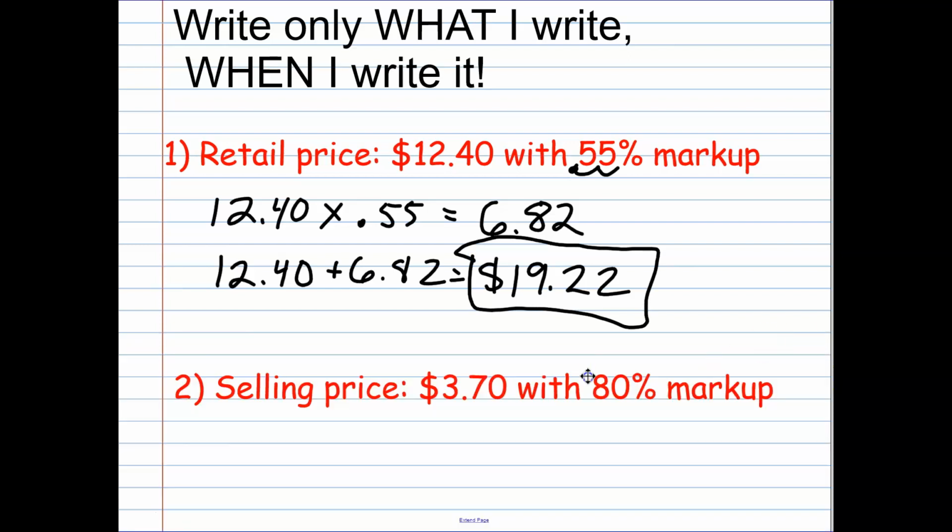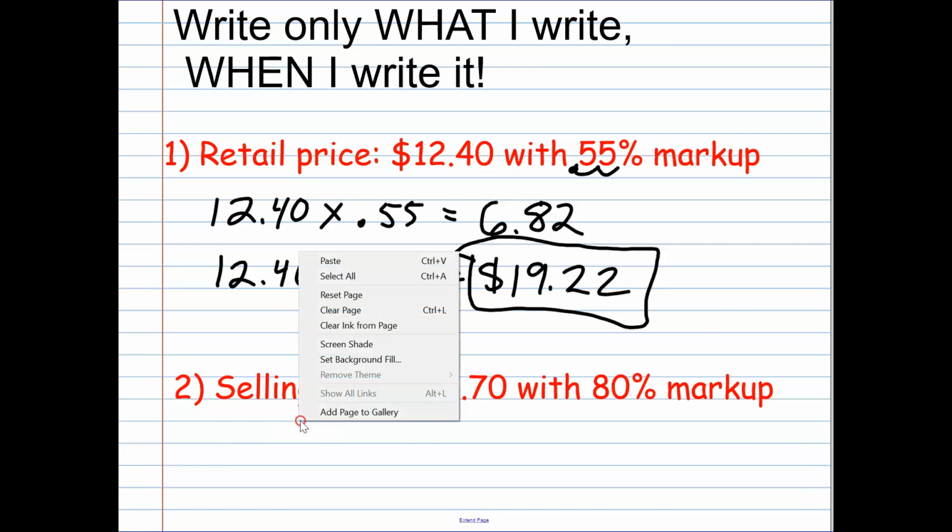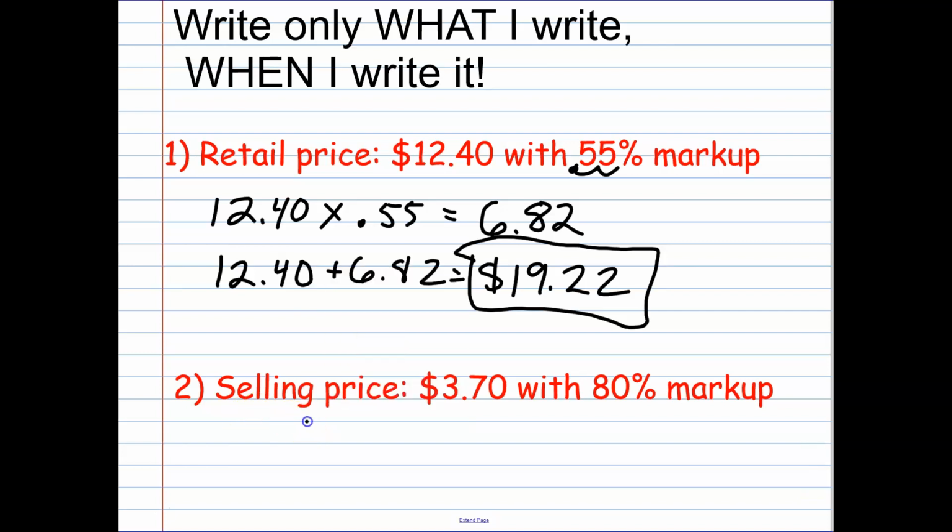All right, next one, selling price. So if we want to know the selling price, if the store pays $3.70 for something, and they're charging an 80% markup, we're going to multiply by 0.8 or 0.80 if that makes you happy. The extra 0 at the end doesn't change anything. We're going to go 3.7 times 0.8, and we're going to get a markup of $2.96. And again, that's not the end of it.